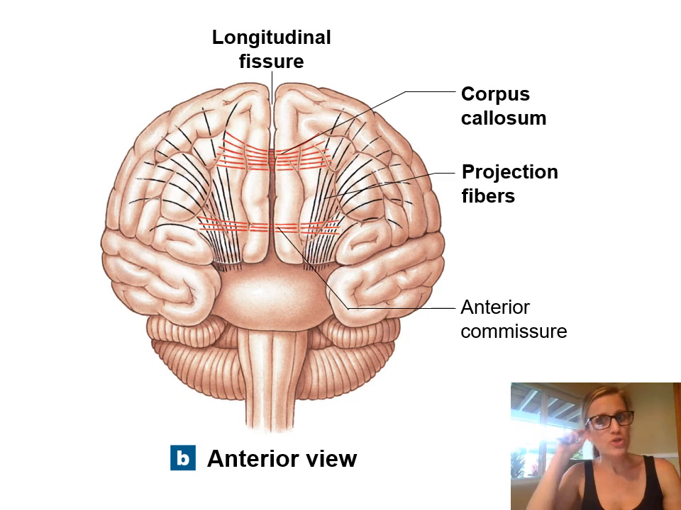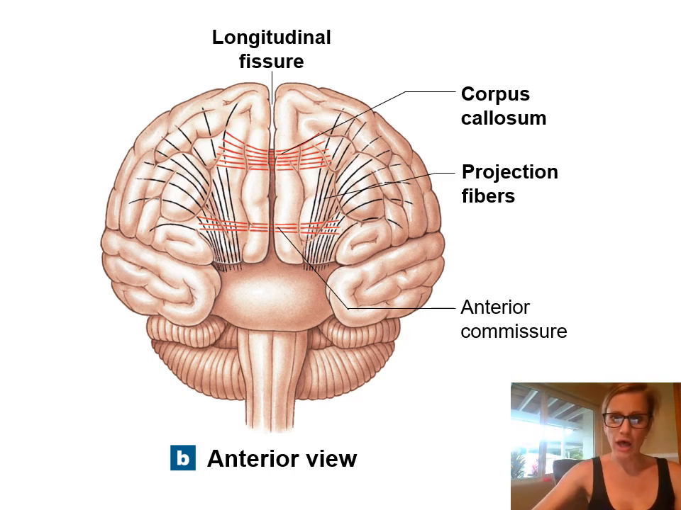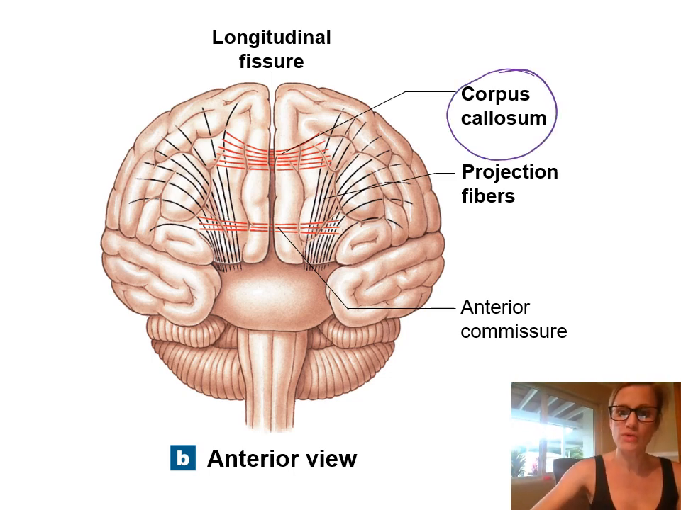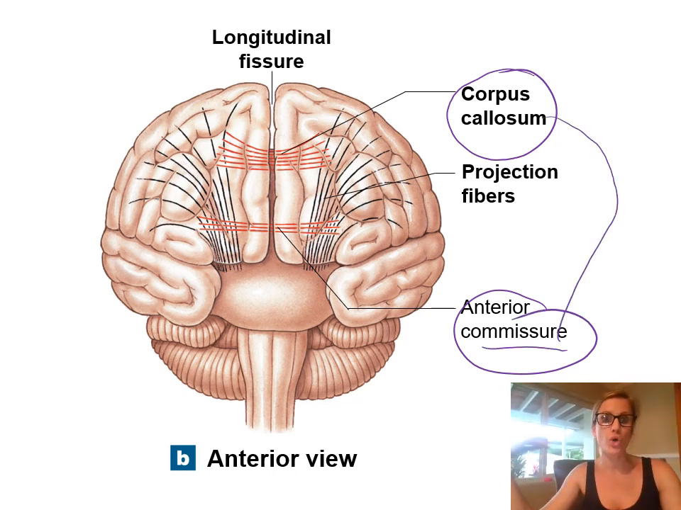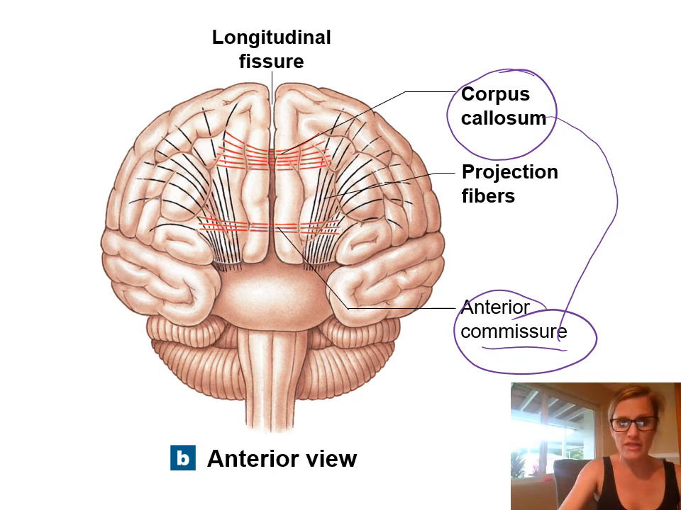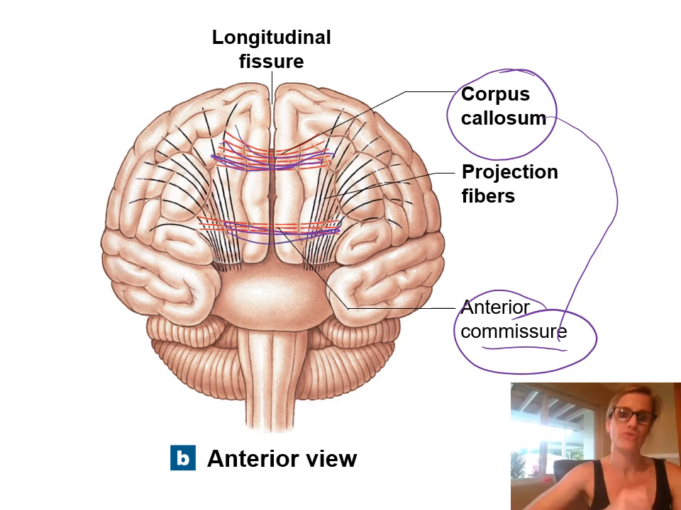Commissural fibers are shown in red. So the corpus callosum and the anterior commissure are both commissural fibers. Think like to commiserate is to come together and grumble about something. So commissural, come together. They connect the two hemispheres together, from the left hemisphere to the right hemisphere.